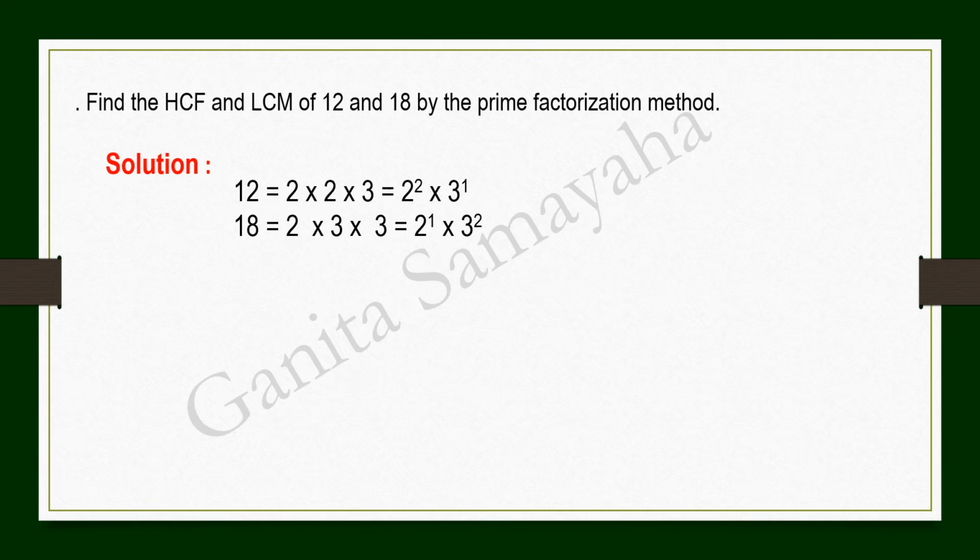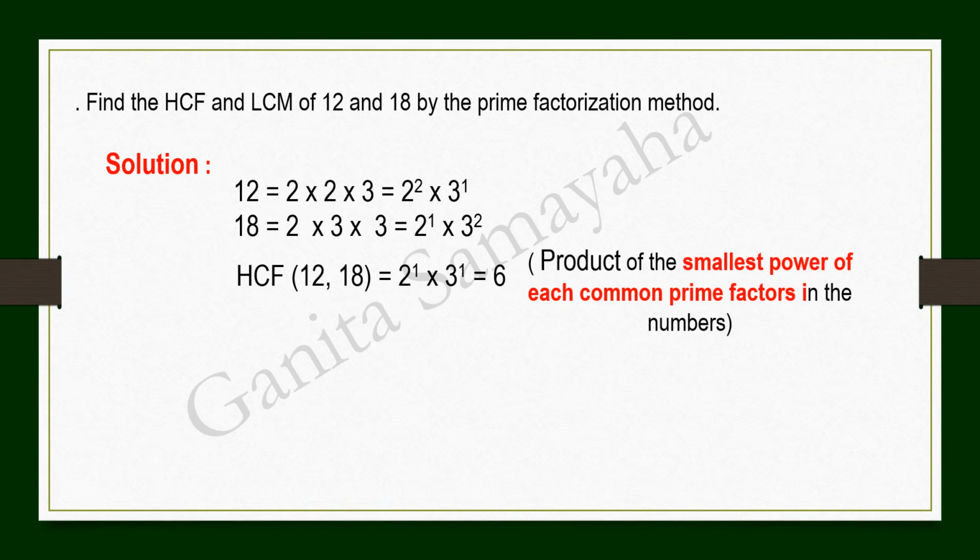Okay. So HCF is equal to 2 to the power 1 into 3 to the power 1. That means it is a product of the smallest power of each common prime factor. 2 is common. So the least power of the common prime factor is 2 to the power 1. The least power between 3 to the power 1 and 3 to the power 2, which is common to both these numbers, is 3 to the power 1. Is it clear, children?